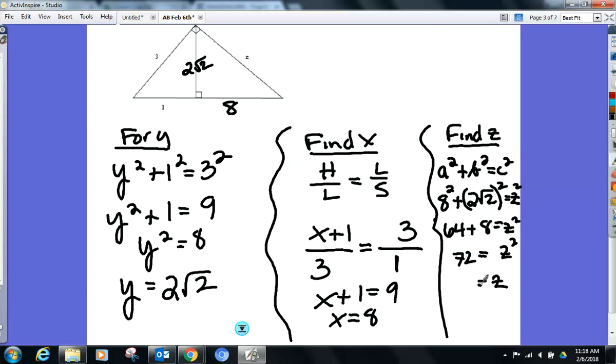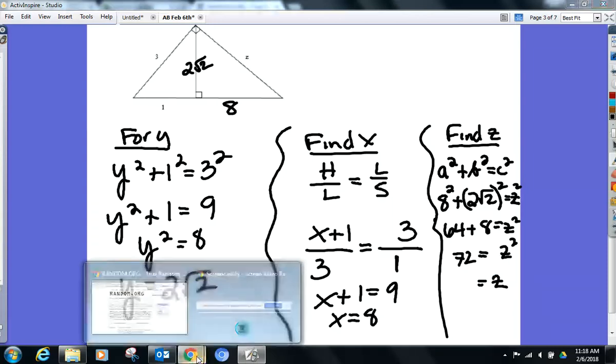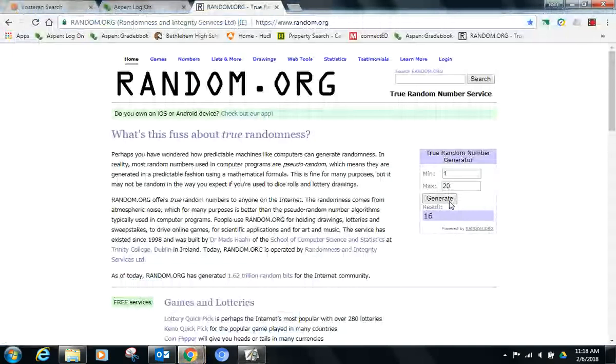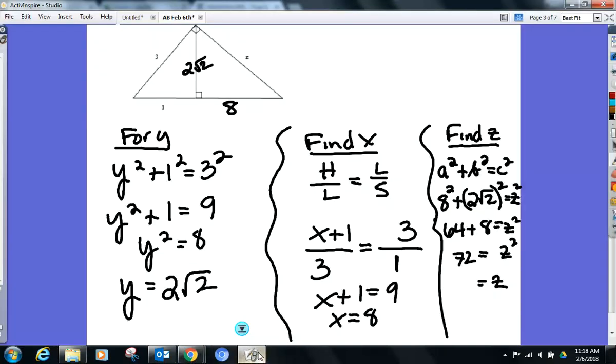I'll ask somebody. Biggest perfect square. 9's not the first. 9's not the biggest. Little FYI for you, 9's not the biggest. 72, breaking down, 16 again. 6 radical 2. So really, no matter how you did find z, I'm hoping 6 radical 2 was the answer, whether you use hills, whether you use Pythag like we did, or Pythag on the large right triangle.